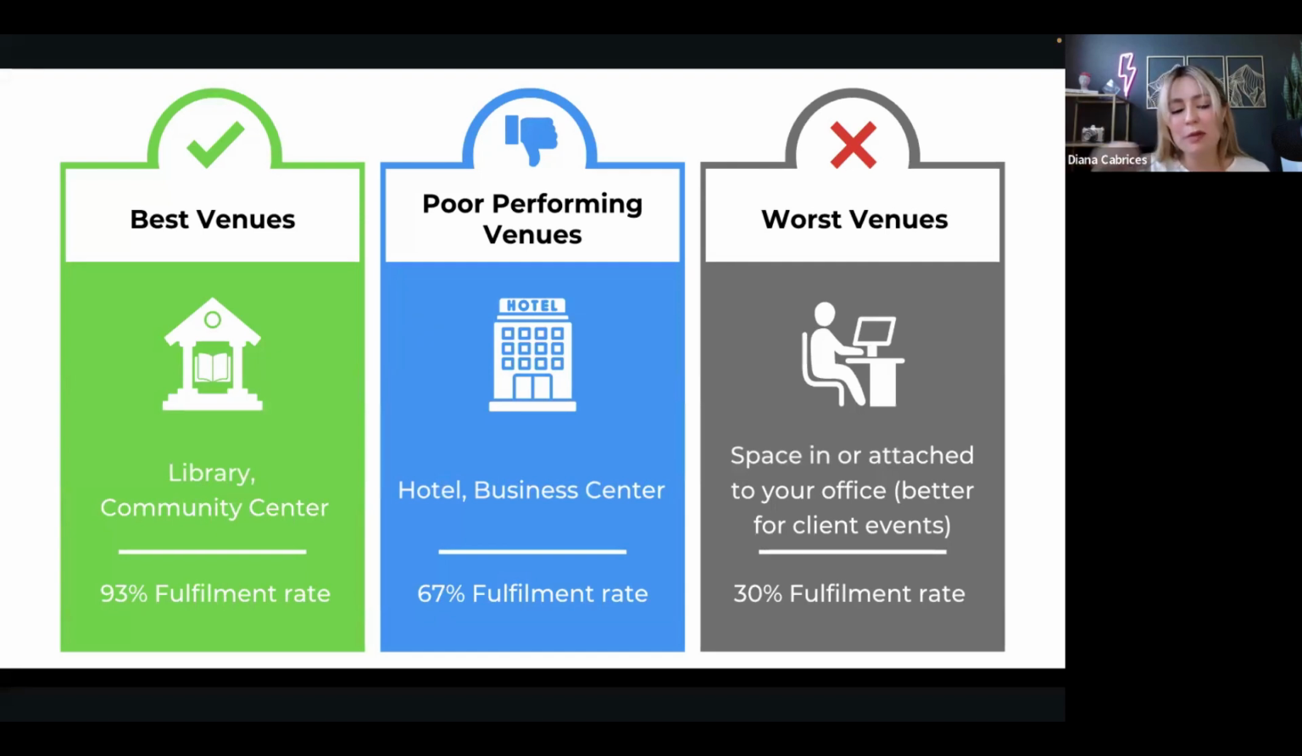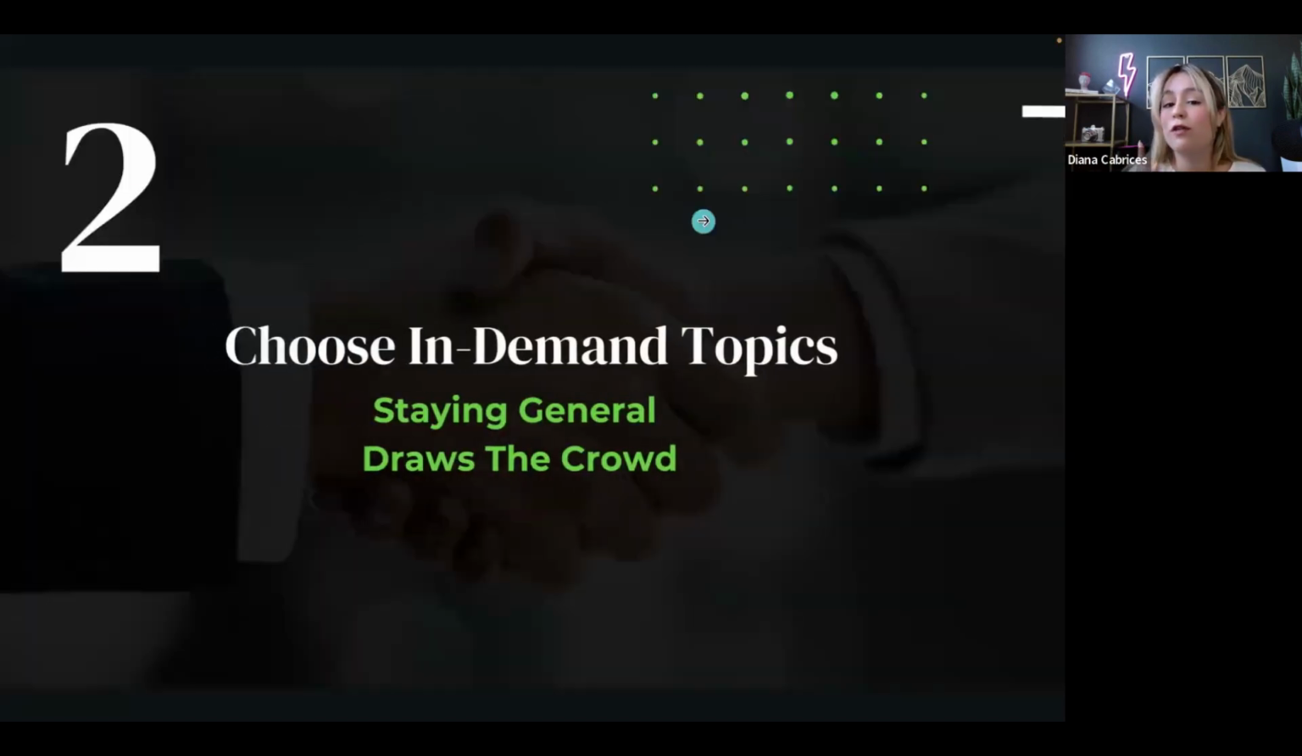Now, the numbers you see below, the fulfillment rate, that's basically out of how many people we invited to attend an event with one of our advisors, how many people actually showed up. So you can see the library and the community center garnered over 93% on average of people to show up. So that's a pretty good fulfillment rate.